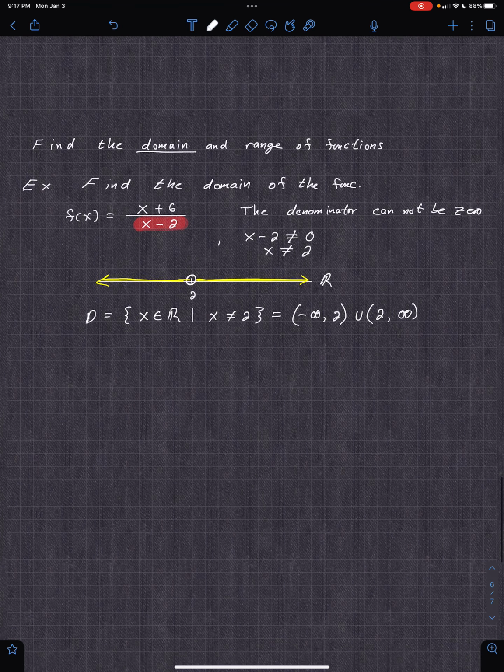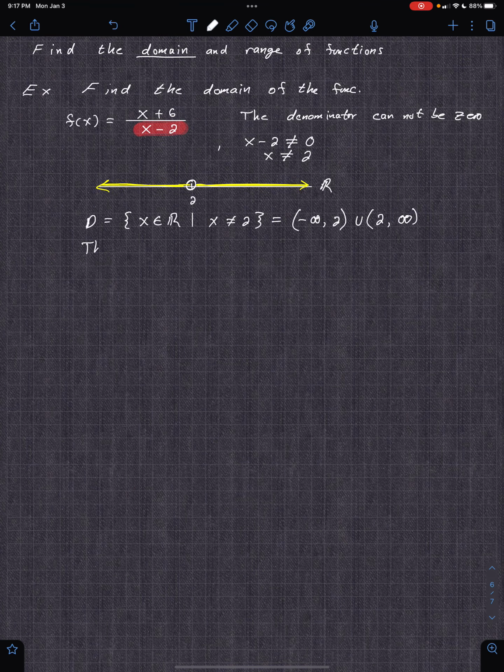Okay, so in words, we would say the domain is the set of all real numbers except 2. Okay, so that's the wording we would use. And frankly, if you can write that out, I'll be happy with that, because you're describing exactly what it is.